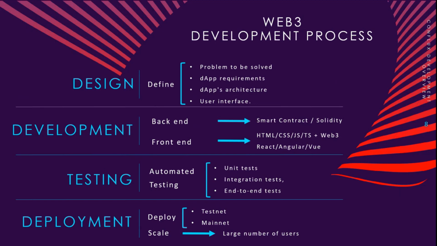After you have a complete design, the next step is the development itself. So you will basically use programming languages like Solidity, for example, for the smart contract part, or also HTML, CSS, JavaScript, TypeScript, in order to create the web applications.